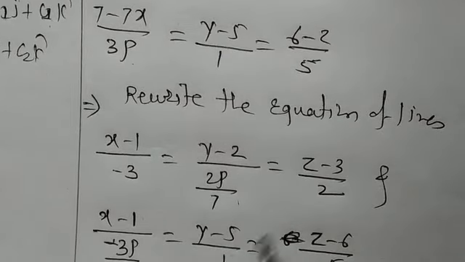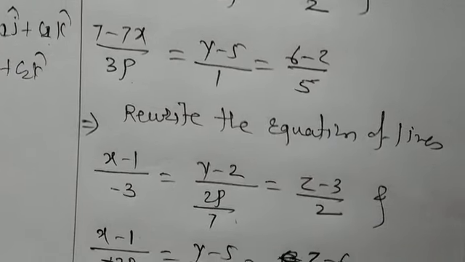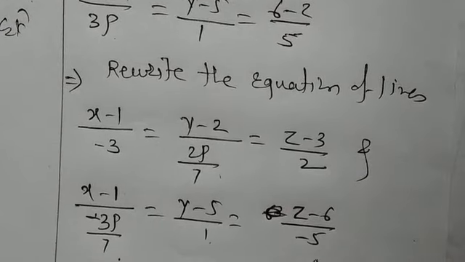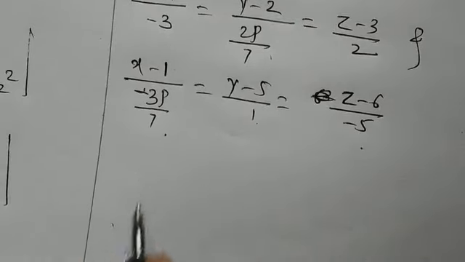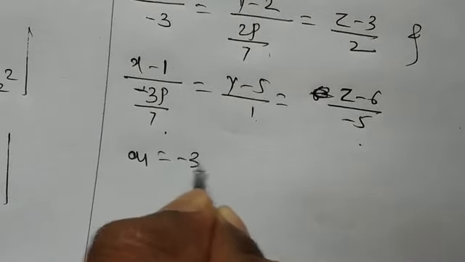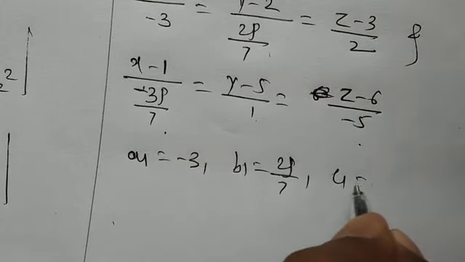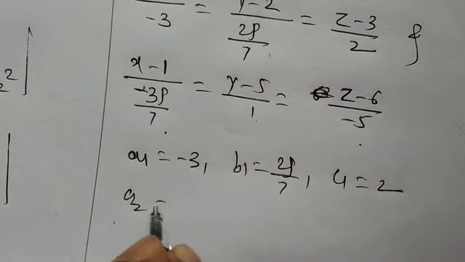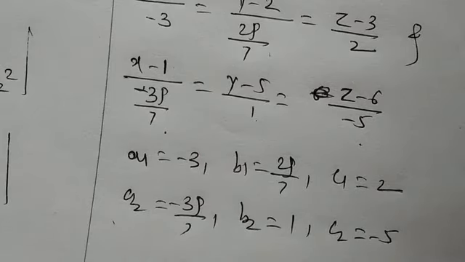Again y minus 5 by 1. Here is 6 minus z, but we want z minus something, so take the minus sign common: z minus 6 upon minus 5. Then comparing with your standard form, we get a1 equals minus 3, b1 equals 2p by 7, and c1 equals 2. Also a2 equals minus 3p by 7, b2 equals 1, and c2 equals minus 5.